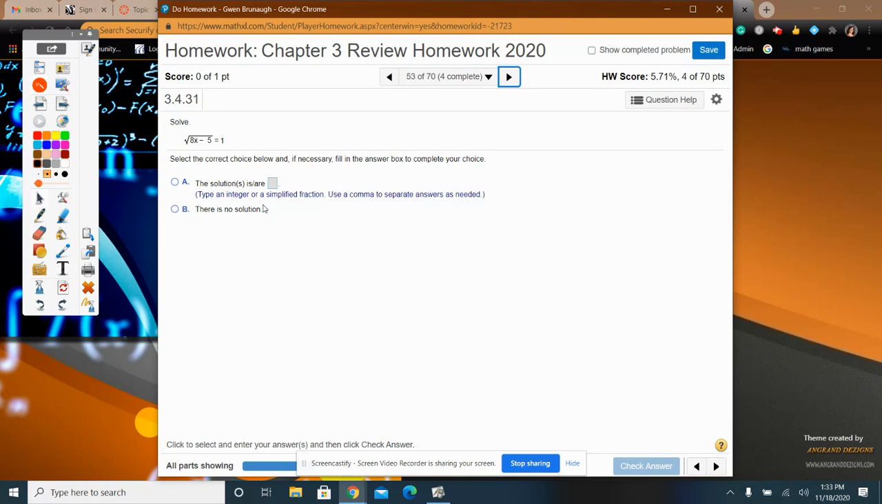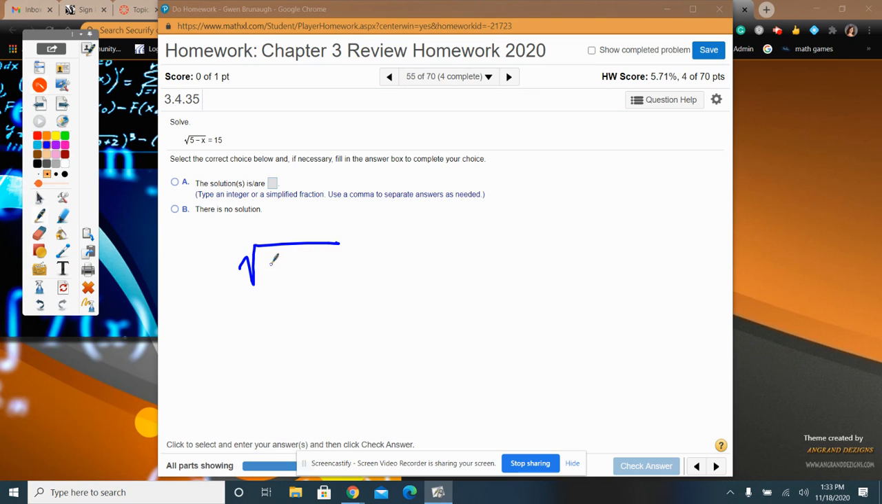Okay, this one is pretty easy like the last one, just square both sides. We've seen some that looked like this. Same thing, square both sides. Let's go ahead and try this one because I skipped a couple.